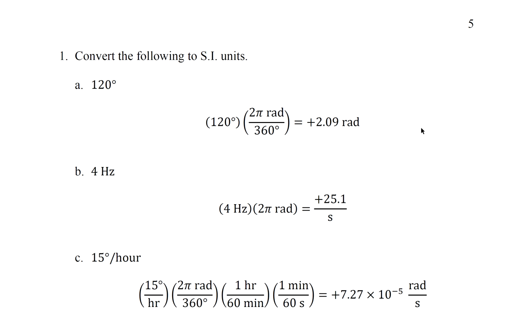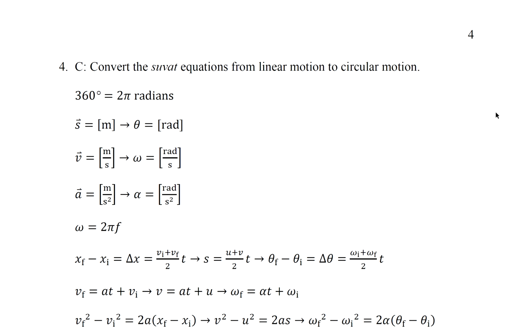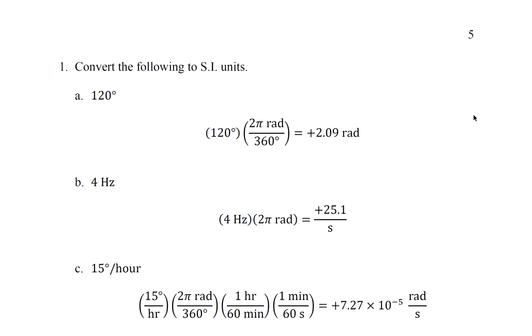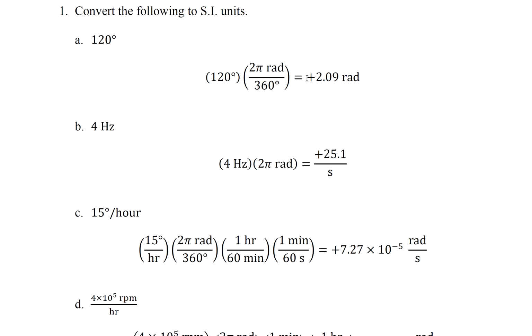Okay. Question 1, that's a mistake. This was question 1, 2, 3, 4. This is question 5. Convert the following to SI units. So we know this is equal to the number 1. So I just converted degrees to radians. Here I converted 1 over seconds to radians over seconds. This is radians over second.